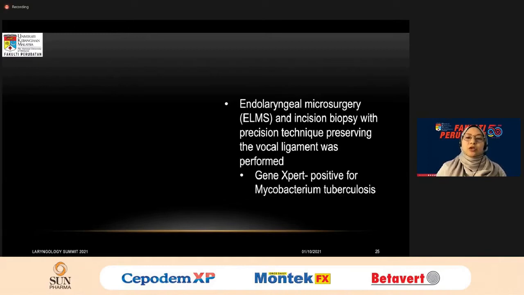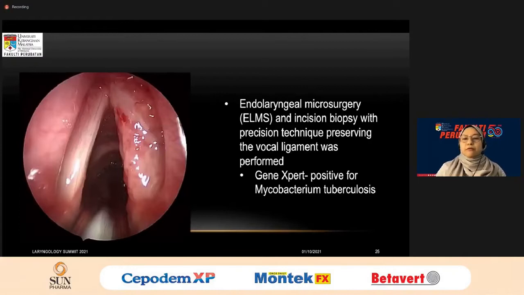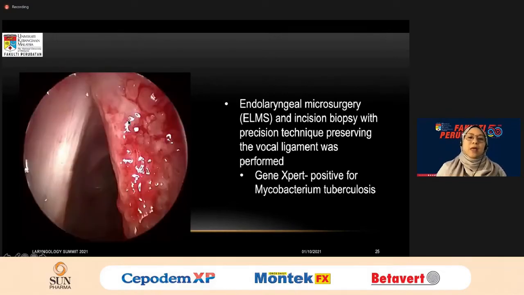And we plan for incisional biopsy instead of excisional biopsy so that we can send the specimen for histopathological examination as well as tuberculosis test, because tuberculosis is quite endemic in this country. This is the appearance of the lesion under general anesthesia. And we have performed precision technique biopsy, doing an incisional biopsy, preserving the vocal fold ligament. The GeneXpert is reported as positive for Mycobacterium tuberculosis, meaning the DNA of tuberculosis was detected.